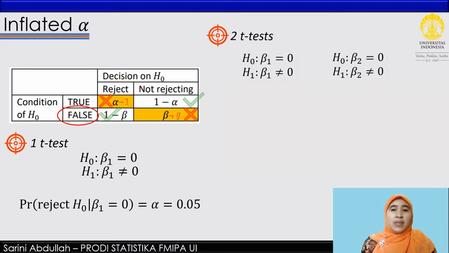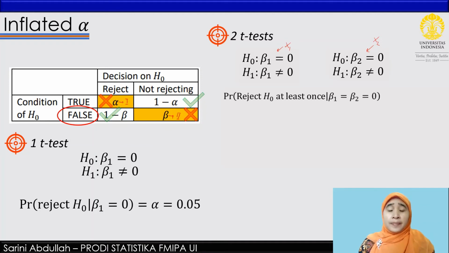So we are testing whether beta 1 equals 0 or not. We want to see whether, for example, x1 is a good predictor to be included in the model. And then for this hypothesis, we want to test whether x2 is a good predictor to be included in the model. And we do the test separately, one test for each of the beta parameters.